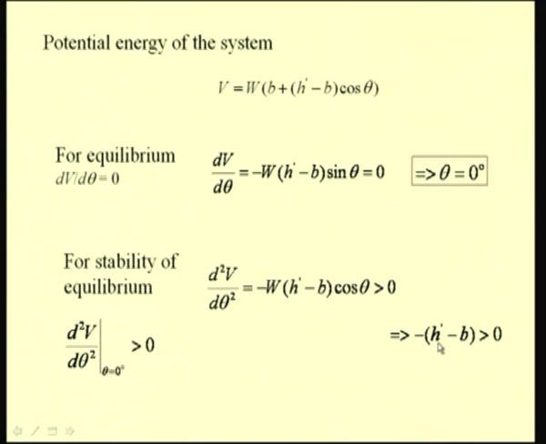This implies that h prime minus B has to be greater than 0, because at theta equal to 0, cos theta is 1 and W doesn't have any effect on the sign of this quantity, and so this quantity, that is minus (h prime minus B), has to be greater than 0. If we substitute the value of h prime in terms of the height of the cylinder, then we have the height of the cylinder should be less than B times root 2. So, this gives the expression for the height of the cylinder in terms of the radius of the hemisphere, that is B, such that the composite solid is in equilibrium and its equilibrium is also a stable equilibrium.